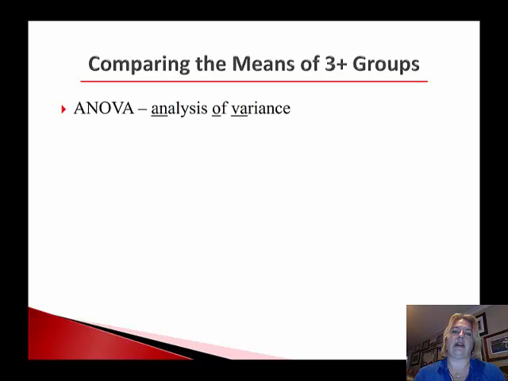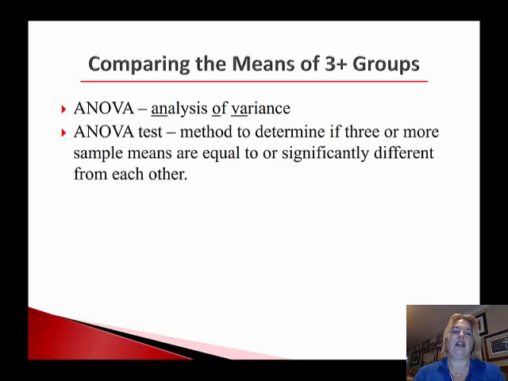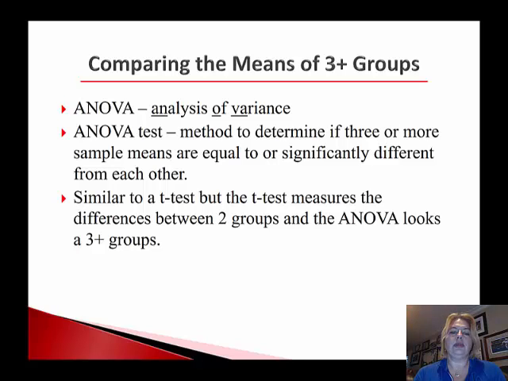ANOVA, or analysis of variance, is the statistical test you will do. The ANOVA test is a method to determine if three or more sample means are equal to or significantly different from each other. If they're equal, then the treatments have not had an impact. If they're significantly different, now you know that one or more of the treatments or experiences have affected people. Similar to a t-test, but the t-test measures the differences between two groups, or two means, and the ANOVA looks at three or more groups.